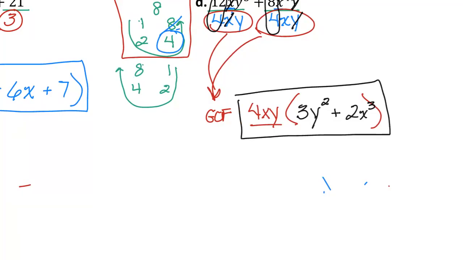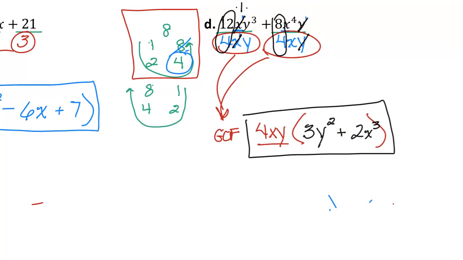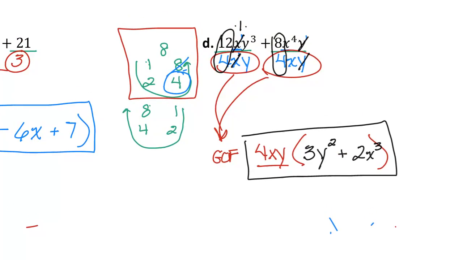And if I wanted to check quickly, distribute it going the other way. 4 times 3 is 12, x, y to the third. Yep. Plus 4 times 2 is 8, x to the fourth, y. Yep. So you know you've got all of your factoring correct.